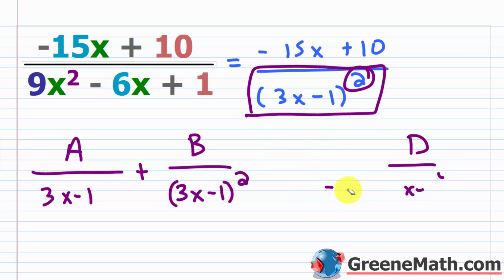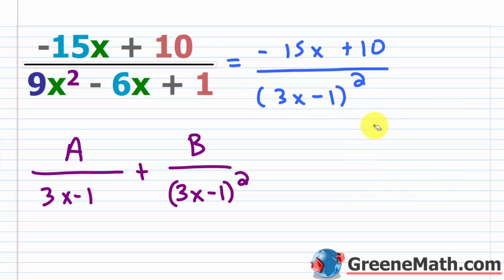So you've got to be careful when you're working with these. This is called a repeated linear factor. So you've got to build up that power. If it's 3x minus 1, that quantity squared, you've got to have 3x minus 1 to the first power, and also 3x minus 1 squared. So make sure you include both of those.